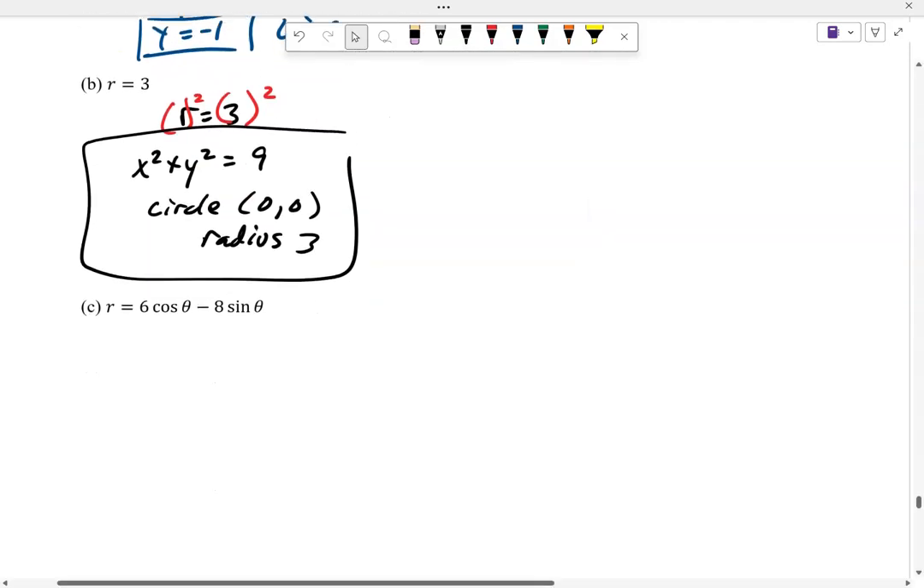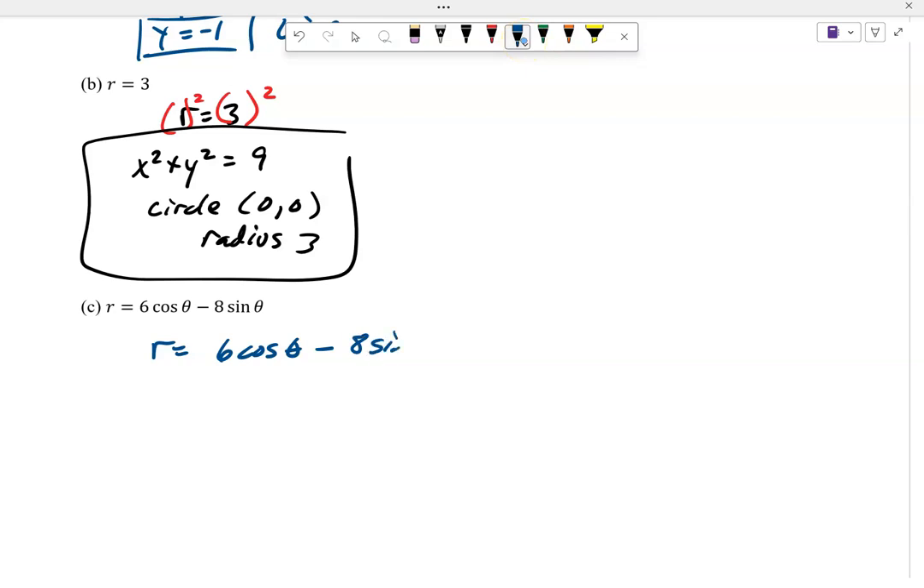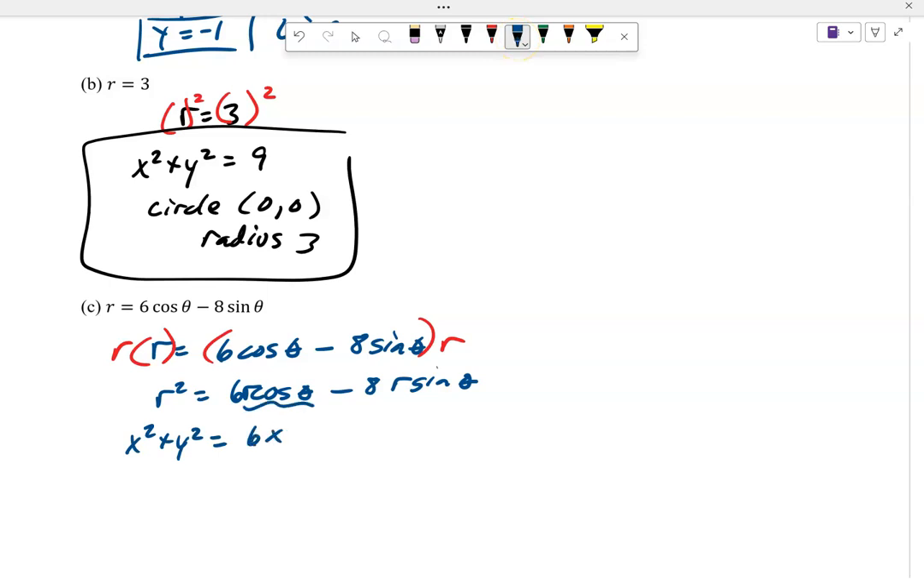How about this one? r equals 6 cosine theta minus 8 sine theta. So here, let me write it first. I'm going to go ahead and multiply both sides by r this time. And so I've got r squared equals 6r cosine theta minus 8r sine theta. Well, r squared is x squared plus y squared. r cosine theta is x. r sine theta is y.